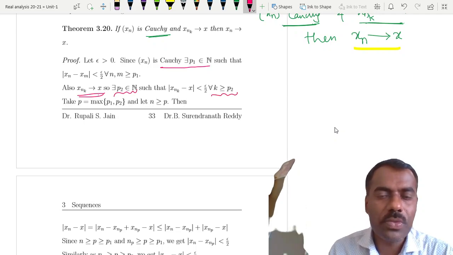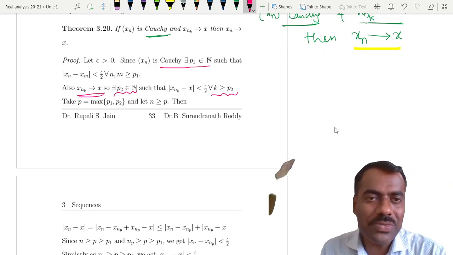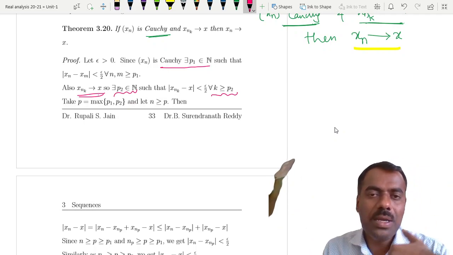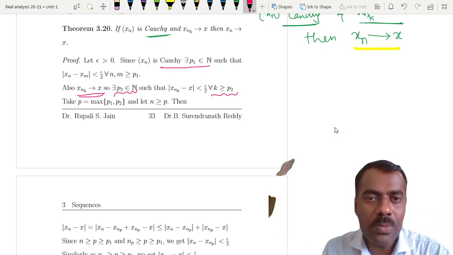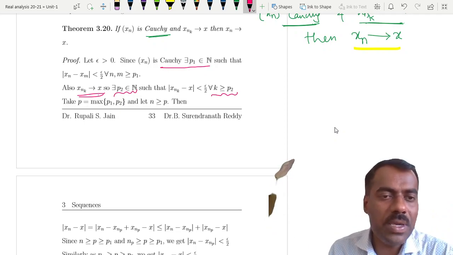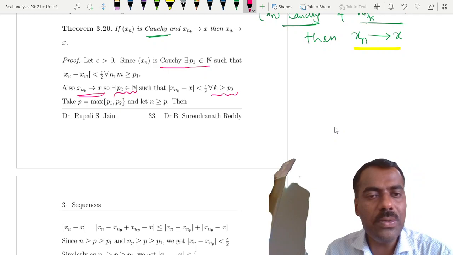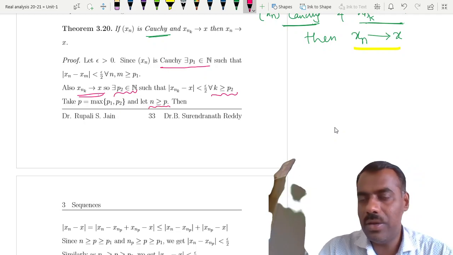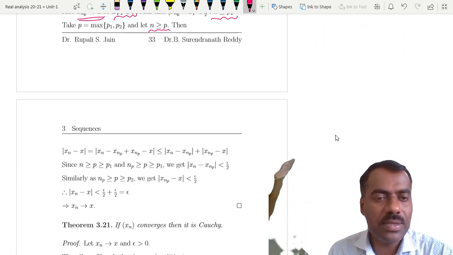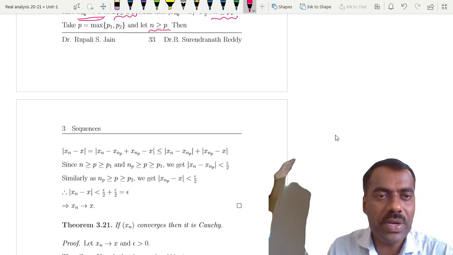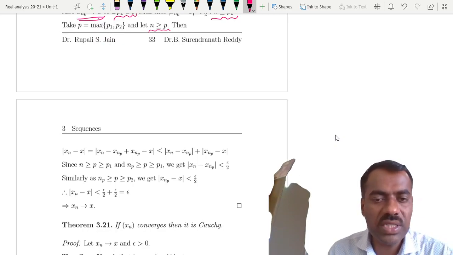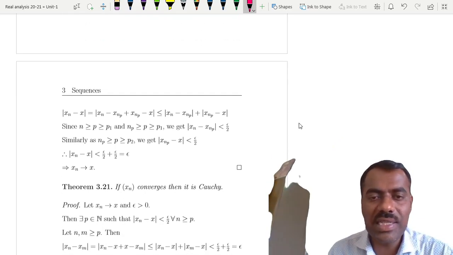So obviously we are going to take elements of that sequence which satisfy both, that means above P1 as well as above P2. So take P equal to the maximum of P1 and P2. Then you take any n bigger than or equal to P. What we have here is mod xn minus x. Obviously, you add and subtract this x_{n_p}, and use the triangle inequality. You get this is less than or equal to this.